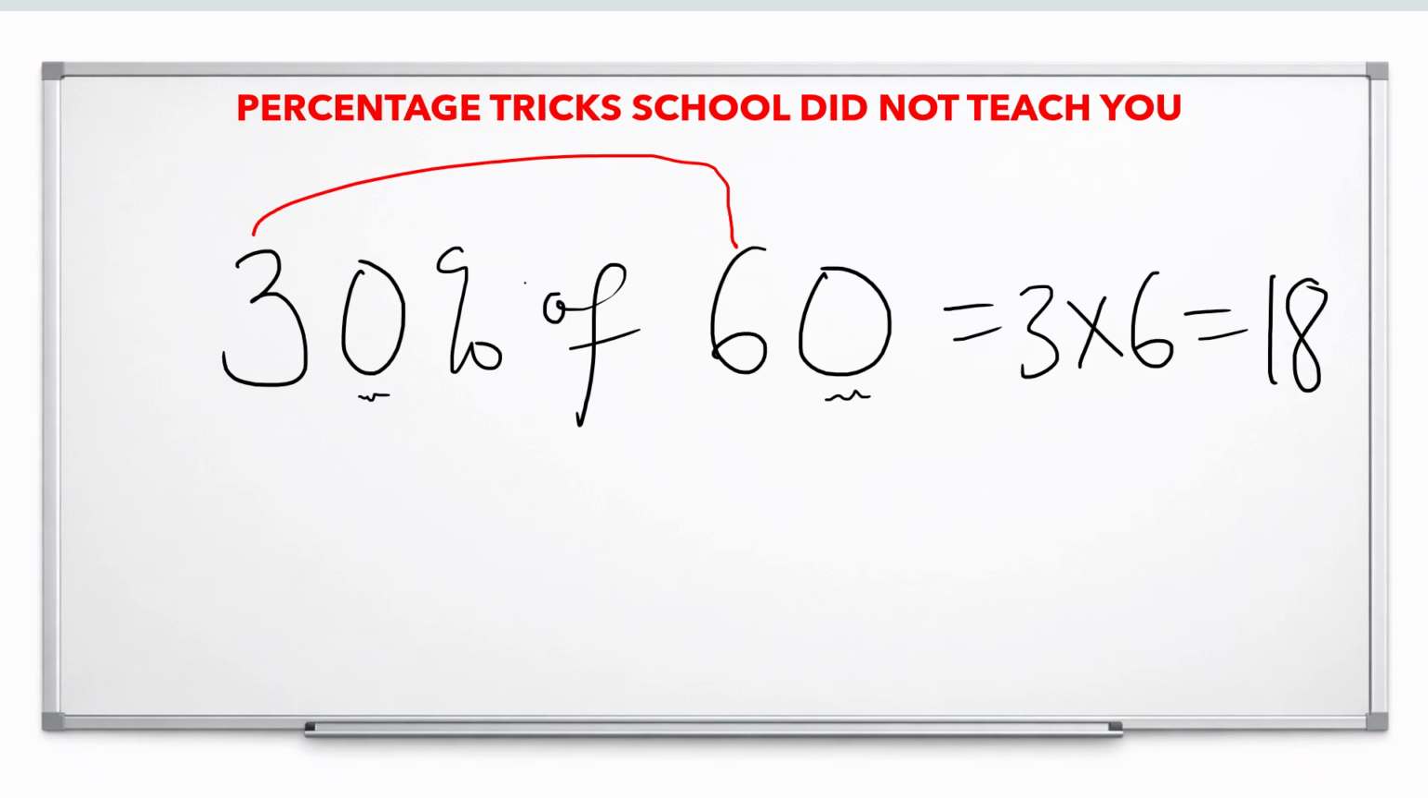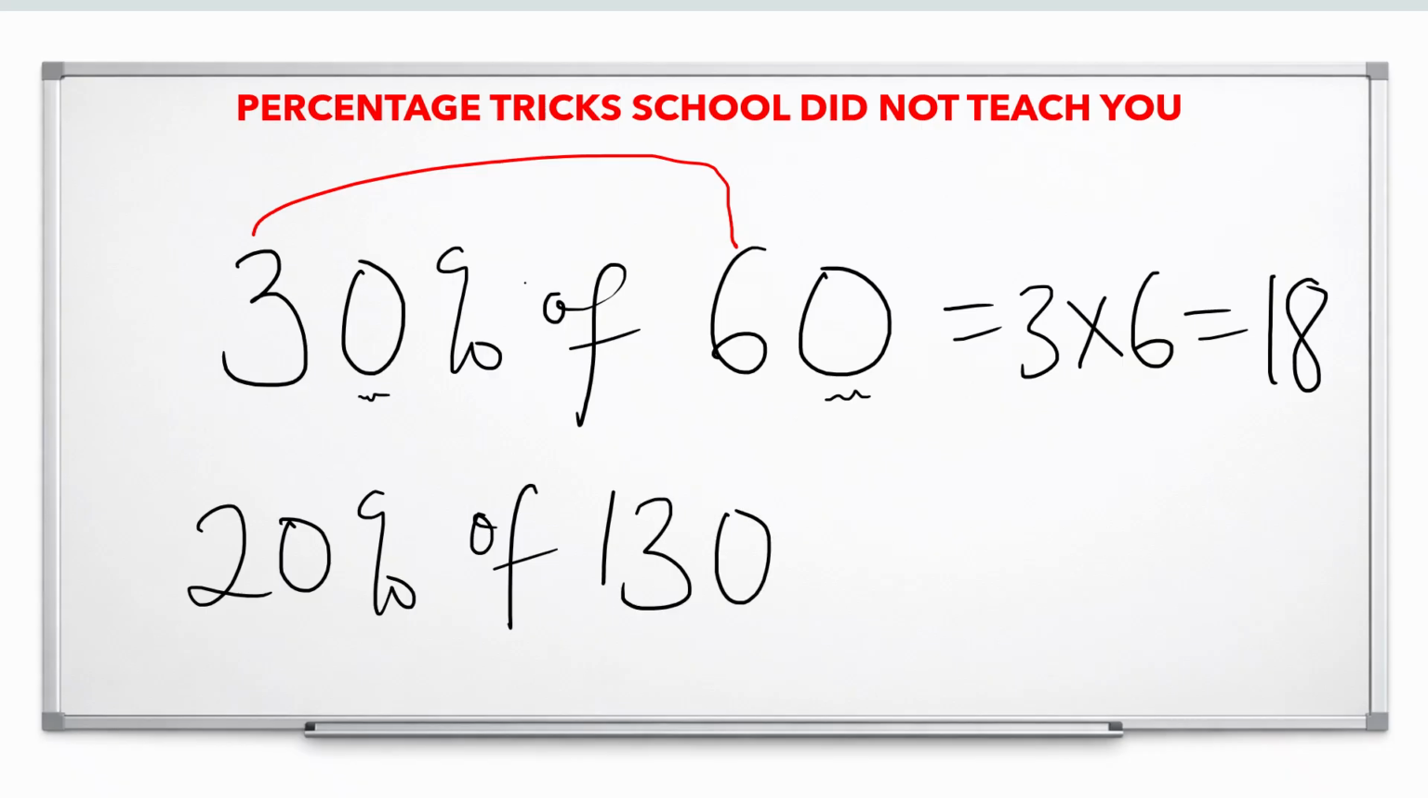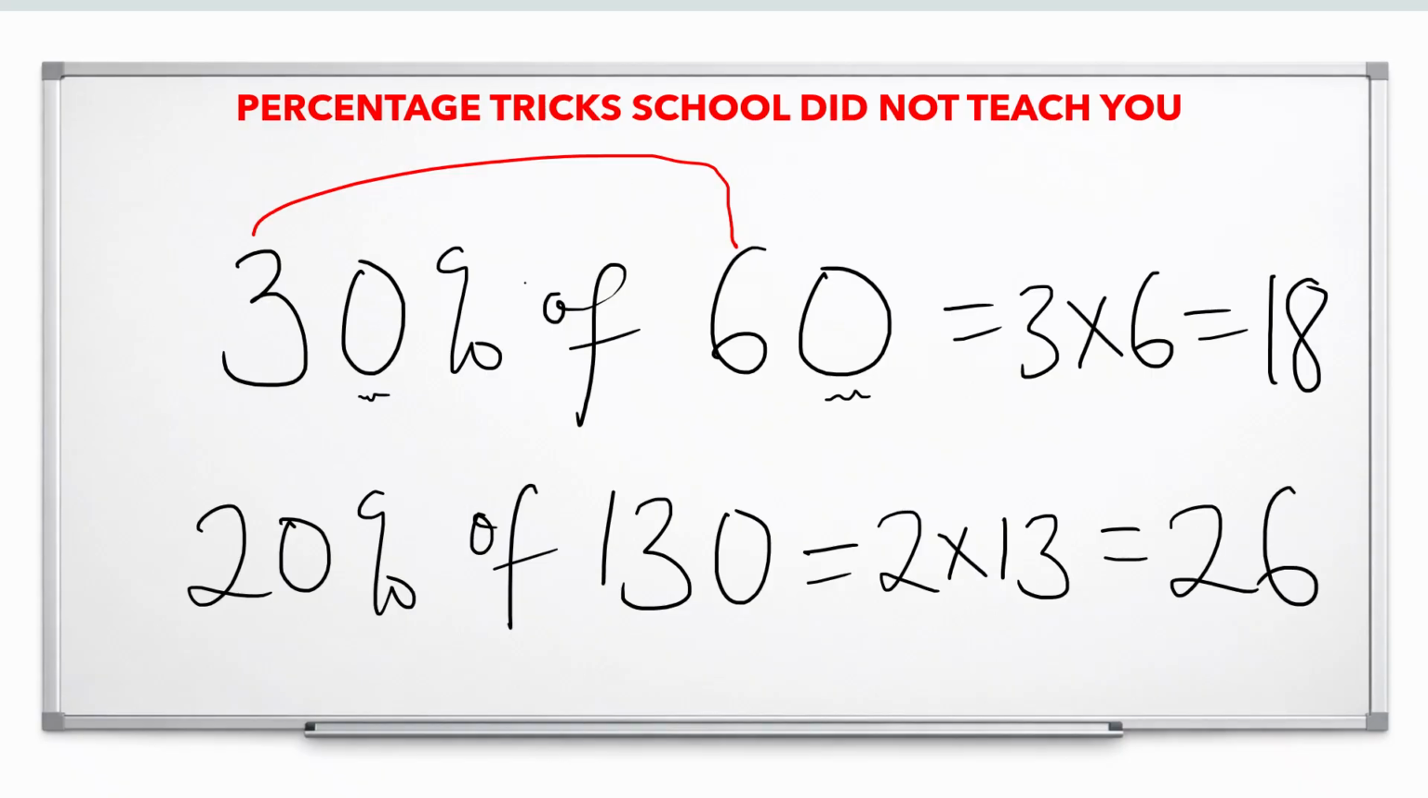Now, another example under this, if you have 20% of 130, you can see that these are both ending with zeros. So using the same method here, we have 2 multiplied by 13, and this gives 26. So this trick number 1 can be applied whenever you're having values ending with zeros like this.